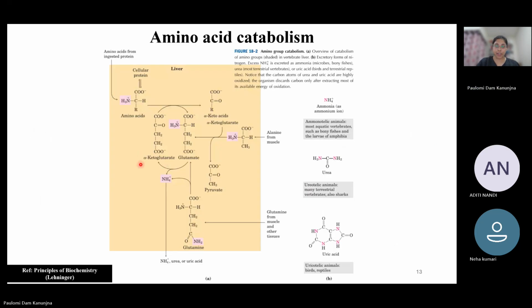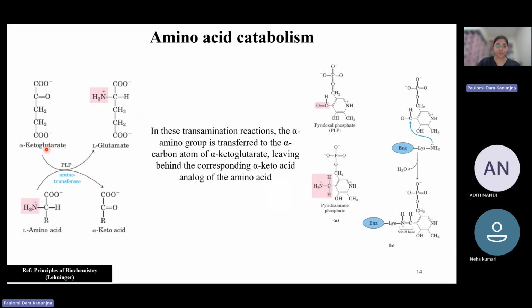Again, let's start here. Alpha ketoglutarate taking ammonia from any amino acid that is undergoing oxidation in the liver. So alpha ketoglutarate takes the ammonia from an L-amino acid, it becomes L-glutamate, and this amino acid forms an alpha keto acid. Easy to understand. This reaction is called a transamination reaction. That's also easy to understand. And to put it in more technical terms, the alpha amino group here is transferred to the alpha carbon of the ketoglutarate, leaving behind an alpha keto acid, which is an analog of the amino acid. Okay.